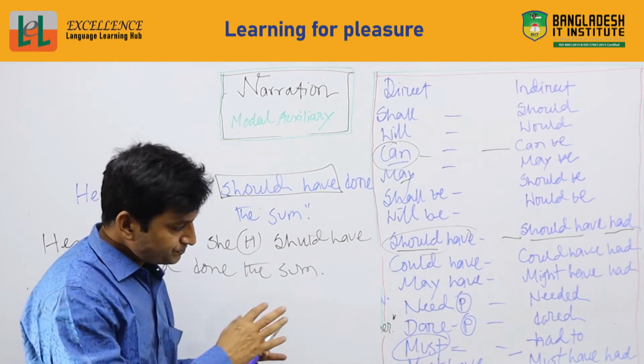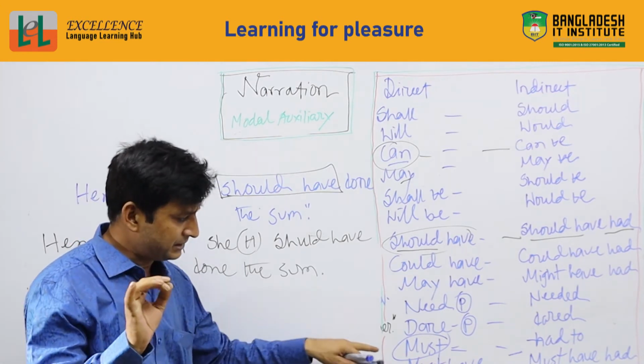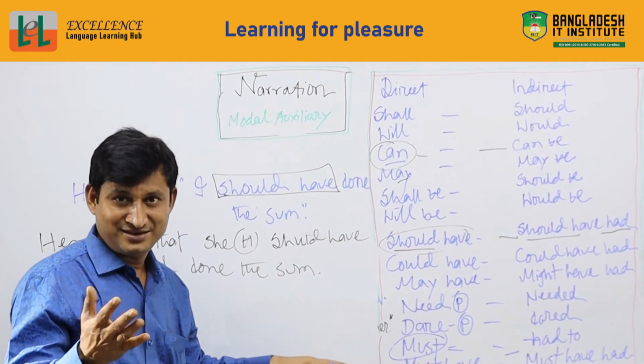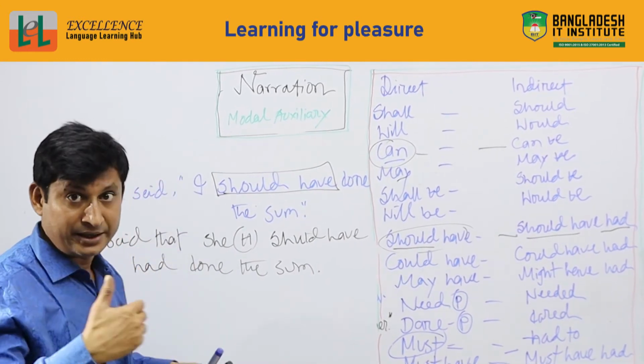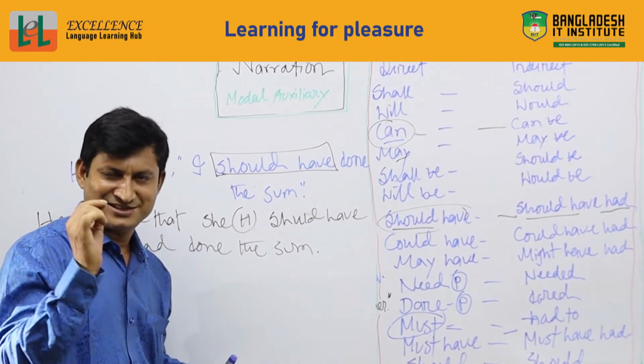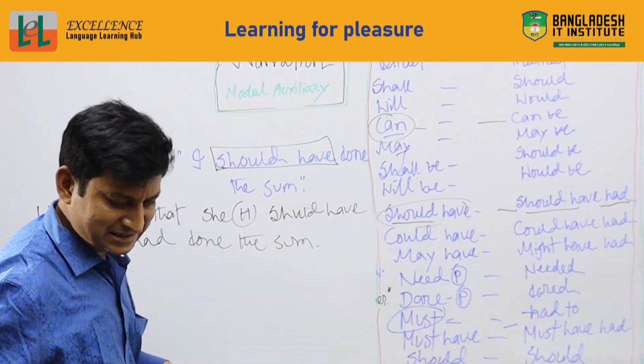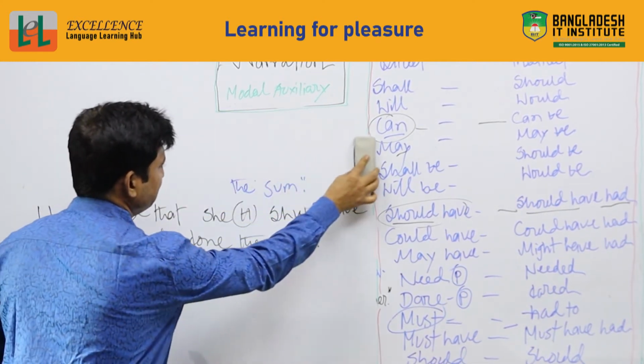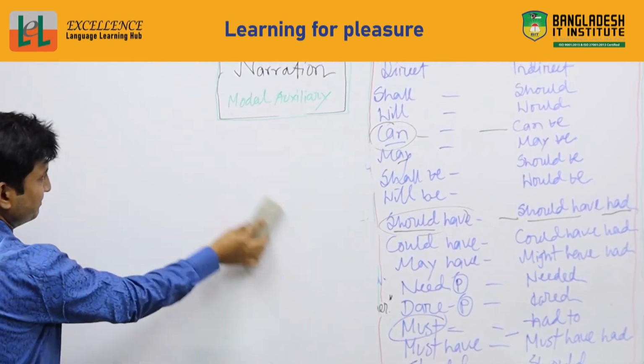Okay, so we only have some clarification of must. Must for had to, and for obligation we need not change it. We just change that one. For more clarification, I will give another example using must.